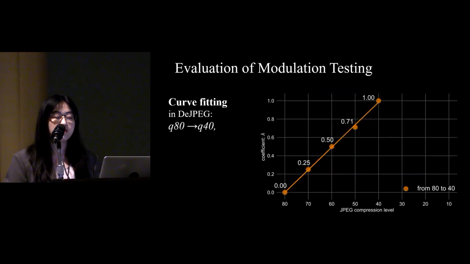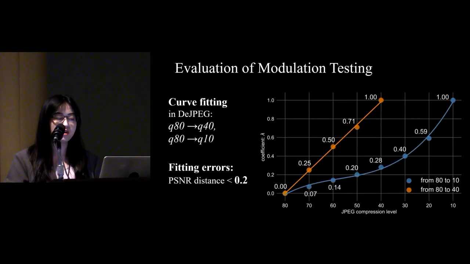Finally, we try to evaluate the modulation testing precision. From quality 80 to 40, we can find the best interpolation coefficient lambda for all the middle levels. And the curve fitting, see the orange line, turns out to be a straight line from the start to the end. But if we enlarge the range, say from quality 80 to 10, this fitting curve, which is a blue line, can be modeled as a cubic function. Note that the fitting error is less than 2.2 dB.